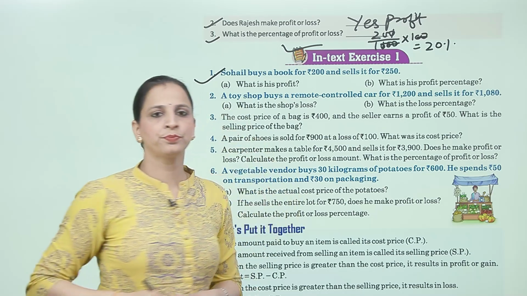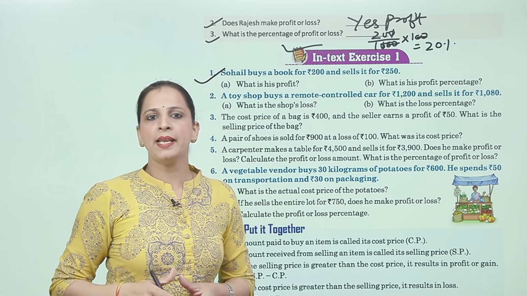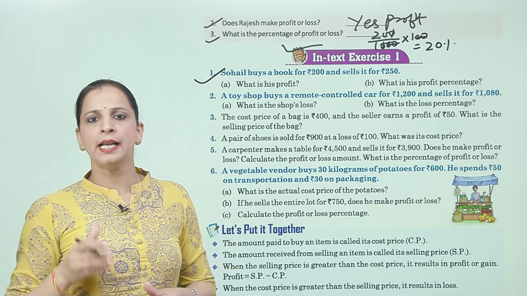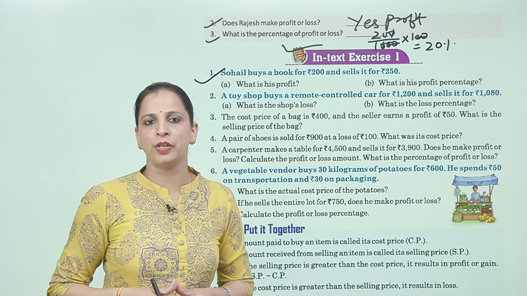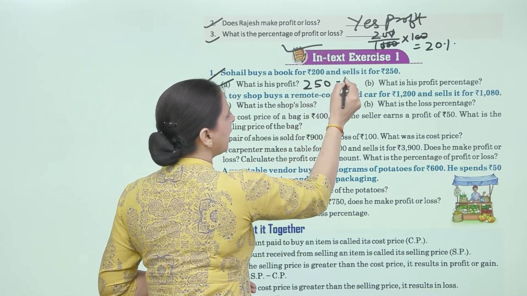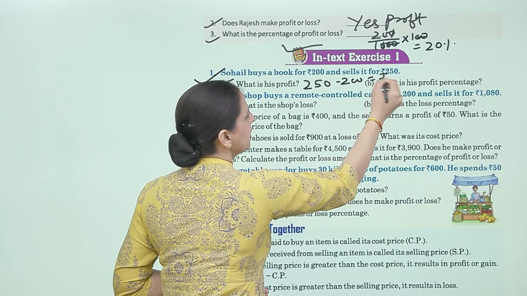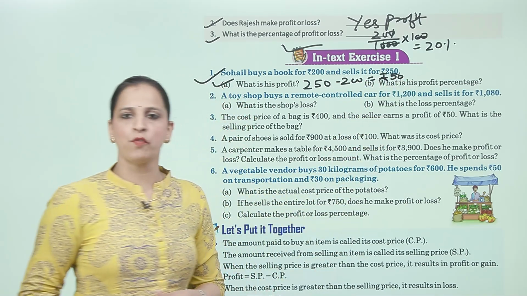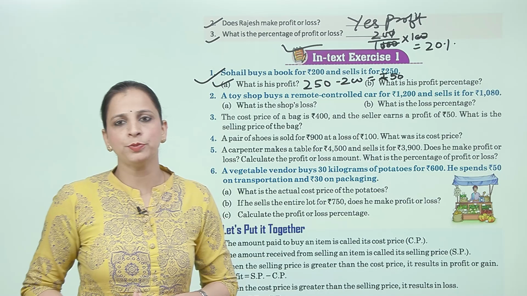Question number 1. Sohail buys a book for rupees 200 and sells it for rupees 250. What is his profit? 250 minus 200 is equals to rupees 50. What is his profit percentage? तो profit percentage आप खुद find out करेंगे.